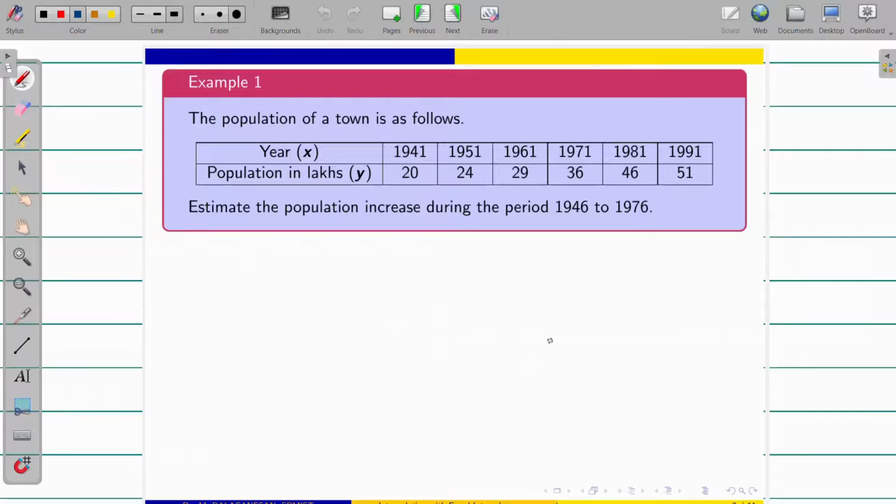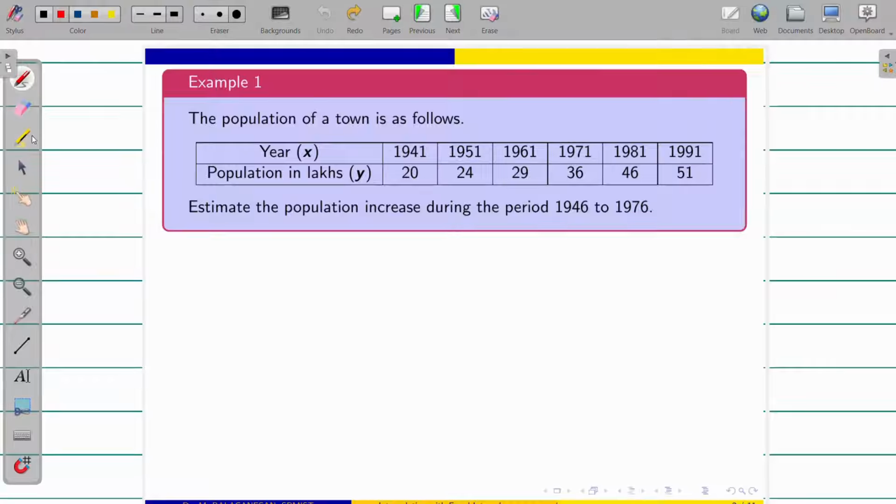I have taken one example. The population of a town is given in the table. X represents years, Y represents the population size. I remember that in the previous video also, I explained the concept with the help of this example only. I have taken some other years, but it looks the same. They have given the years 1941, 1951, 1961, 1971, 1981, 1991.